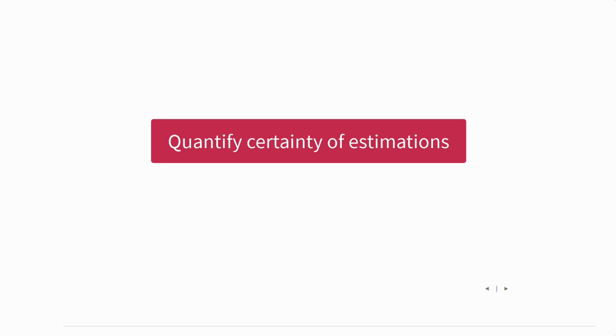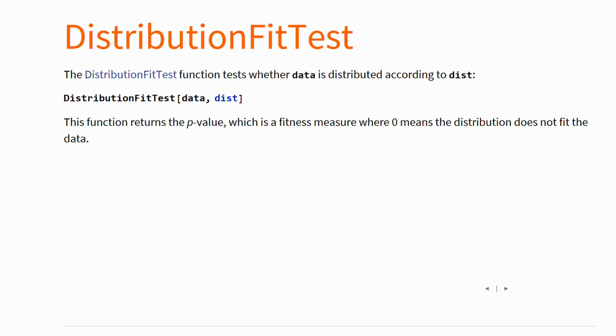Okay, if you go see your boss and explain that the trend just looks right, your advice is unlikely to be trusted. To quantify how close your model is to the actual data, you need some kind of hypothesis testing. The most appropriate here would be the DistributionFitTest, which gives you the p-value for your data against the distribution. What's a p-value? It's a fitness measure where 0 means the distribution does not fit the data and 1 means it fits the data perfectly.